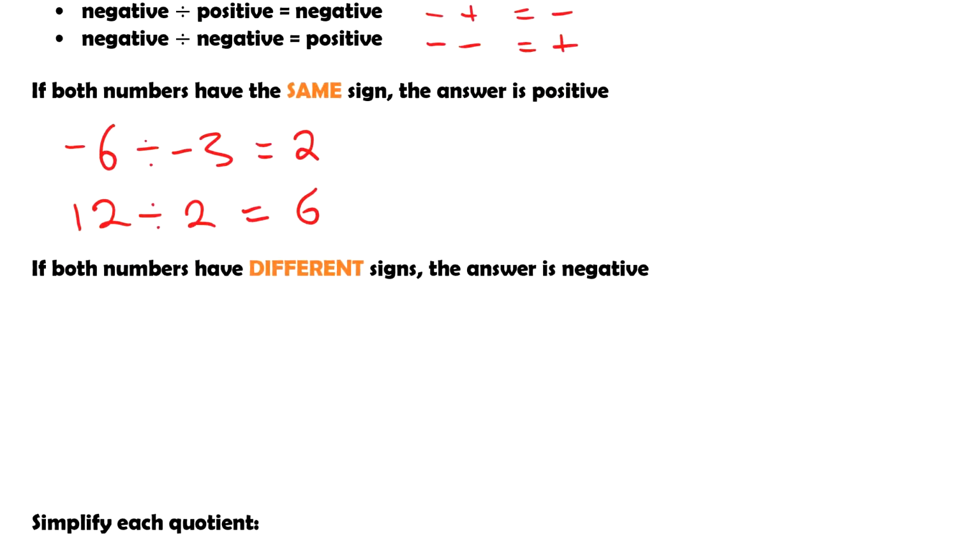Now, if both numbers have different signs, the answer is negative. So if I have negative 6 now divided by 3, well, 6 divided by 3 is 2, but their signs are different, so my answer is a negative. Same way if I had 12 divided by negative 3, 12 divided by 3 is 4. They're different signs. My 12 is a positive, my 3 is a negative, so I get negative 4.